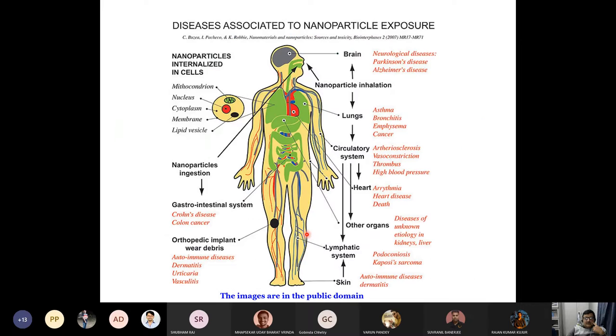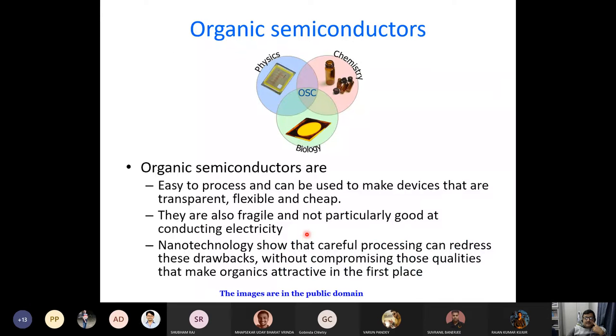This I have already talked about. Toxicology I have already talked about. One of the major areas that is developing is called organic semiconductors. Anybody has any example? What is a semiconductor? First, what is a semiconductor? I need one example from you.